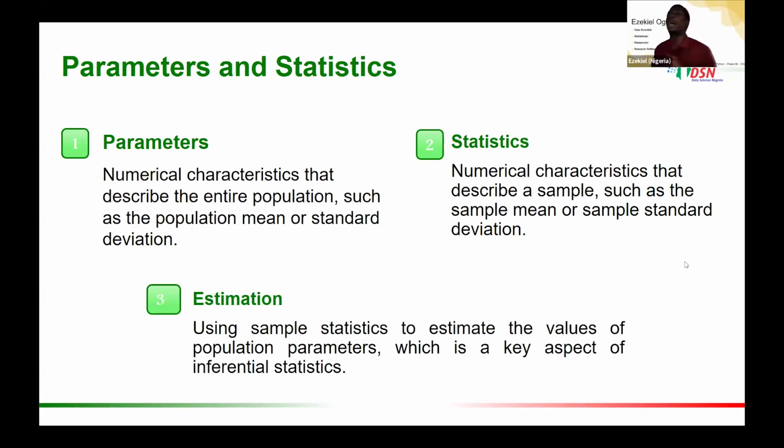And we have what is called an estimator. So the value we are getting from the statistic is what we call an estimate. For example, the sample mean is an estimator for the population mean.